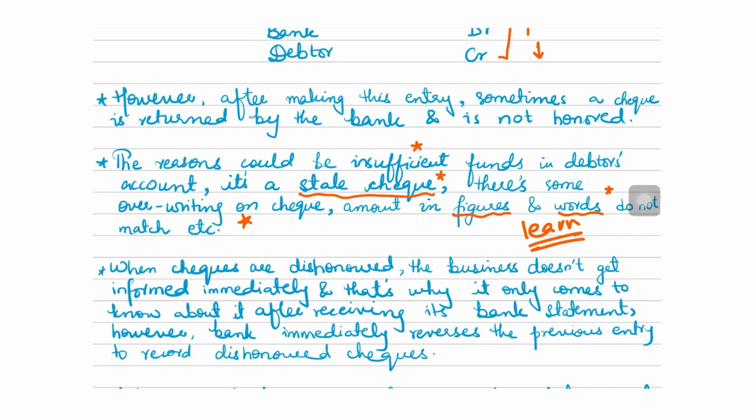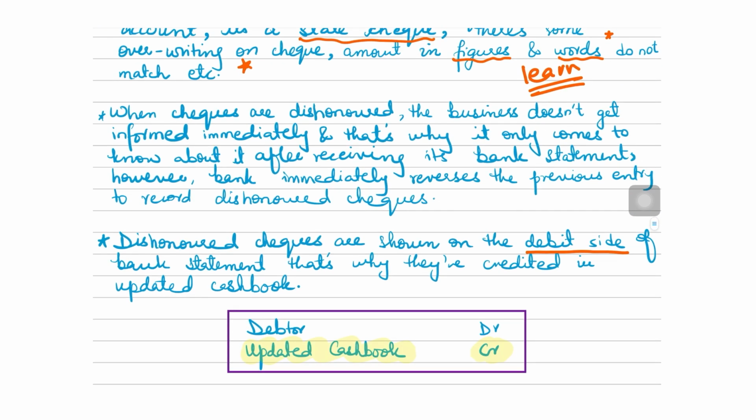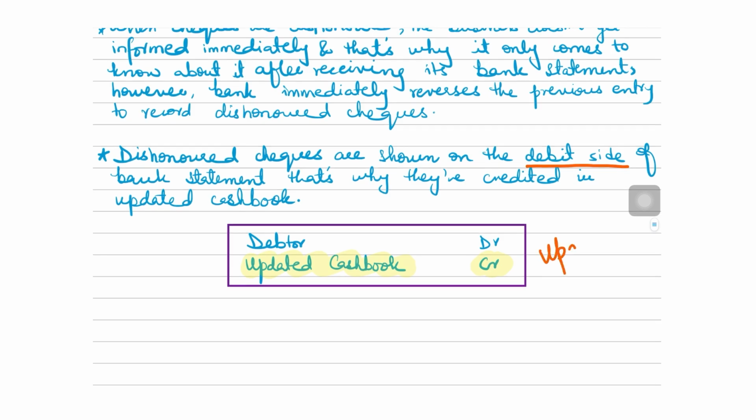So now, when the check is dishonored, the business is not notified right away. We are not told immediately. Rather, we come to know about it when we see that check being dishonored, that check being reversed in the bank statement. So now we have to adjust this in our updated cash book.